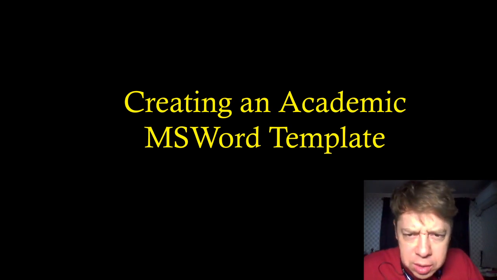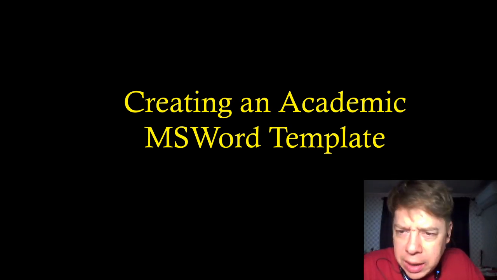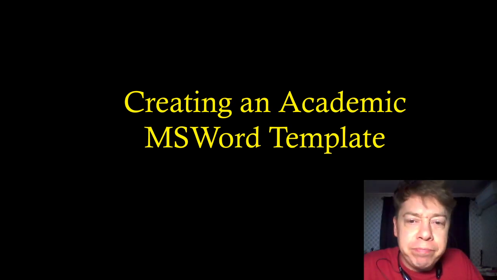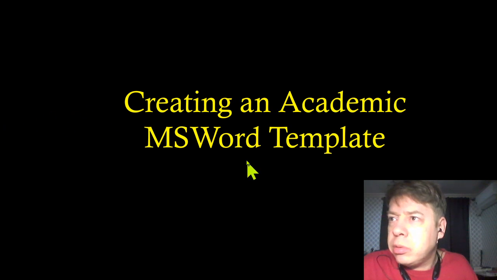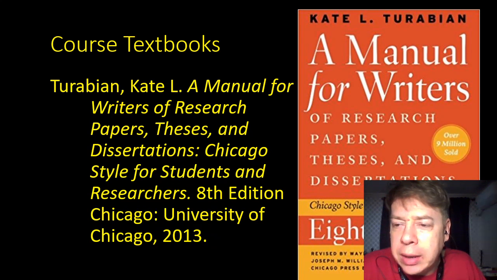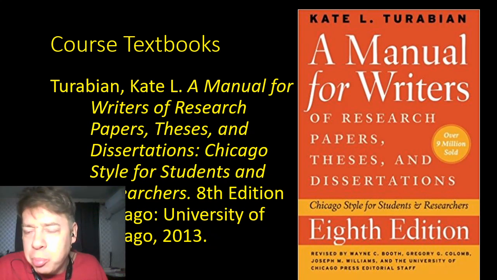Okay, 10 seconds in. Well, we're going to be talking about creating an academic Microsoft Word template. And we're going to be doing that using Turabian's Manual for Writers. This is a student version of the Chicago Manual of Style. It's a smaller, an abridged edition. The Chicago one is much larger than this.